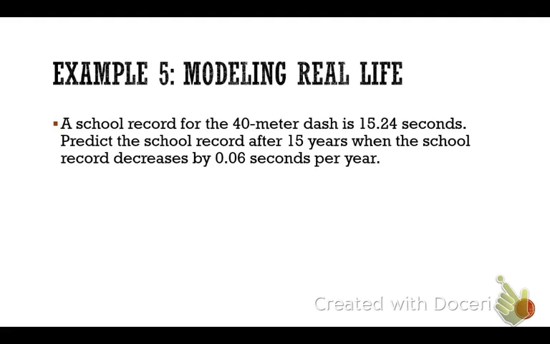Okay, almost done, guys. A school record for the 40-meter dash is 15.24 seconds. I need you to predict what the record would be after 15 years if the school record decreases by 0.06 seconds per year. All right. Now, I'm going to write kind of a ridiculous way that you could do this. Don't do it, though. Okay. So year 1, how much did it decrease by?